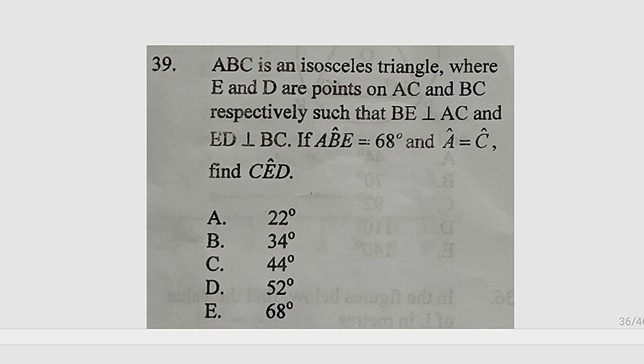Question number 39 reads, ABC is an isosceles triangle where E and D are points on the sides of AC and BC respectively, such that line BE is perpendicular to the line AC and line ED is perpendicular to the line BC. If angle ABE is 68 degrees, where angle A is equal to angle C, we are asked to find the measure of angle CED.